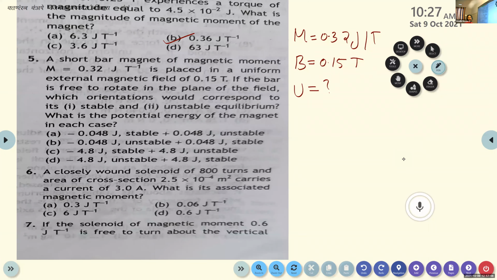Try to correlate it with the potential energy that we used to calculate in an electric field. The electric field potential energy U is equal to minus PE cos theta. Then what about the potential energy in a magnetic field? Minus MB cos theta. If you forgot any equations regarding the magnetic field, try to recall the equations from the electric field. Only some terms are replaced. Instead of electric field, here we have magnetic field. So U is equal to minus MB cos theta.